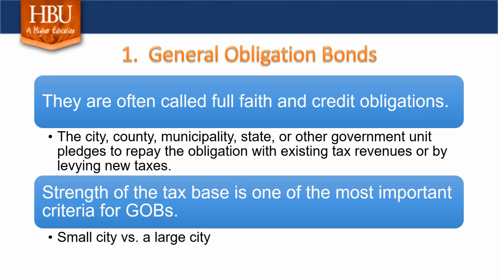This is where it's arguably the most controversial. Organizations ask that communities generate or add new taxes or tax their citizens additionally in order to help pay off these general obligation bonds or to help fund facilities. Strength of the tax base is one of the most important criteria for general obligation bonds. Small cities look different than large cities because small cities have smaller tax bases. Large cities, on the other hand, oftentimes have larger tax bases because they simply have more people living in the area.